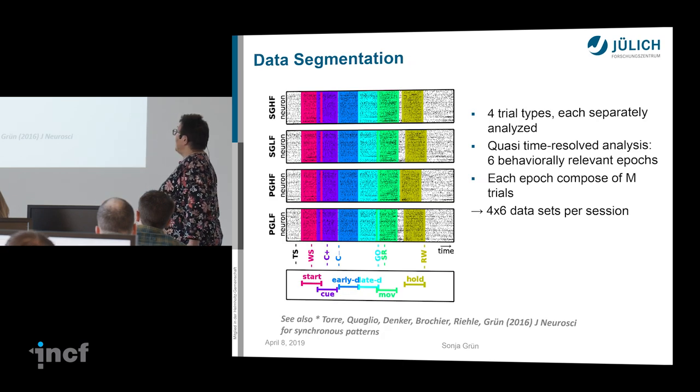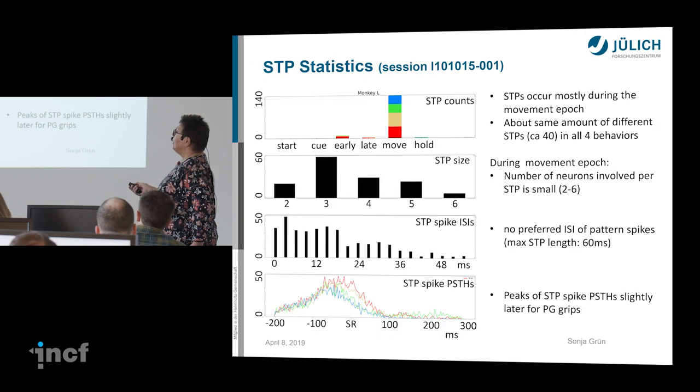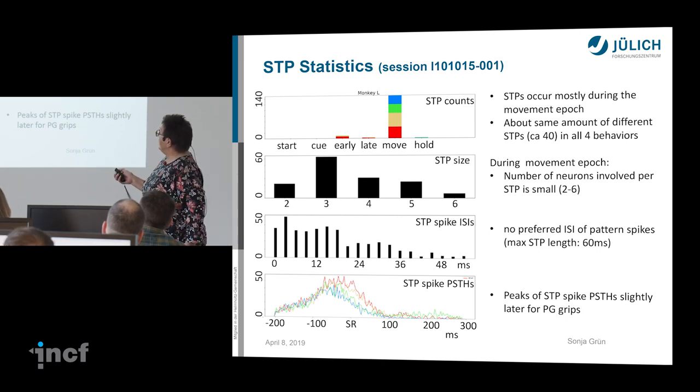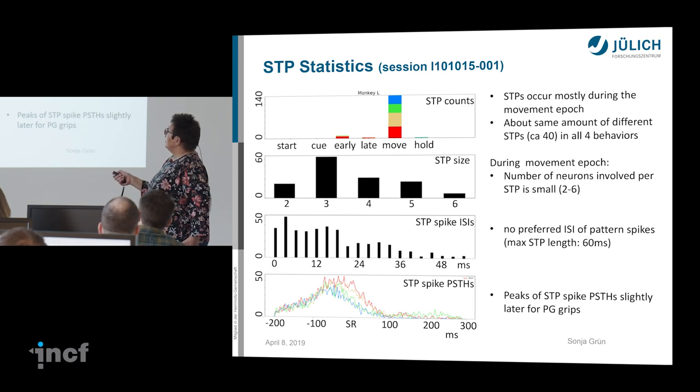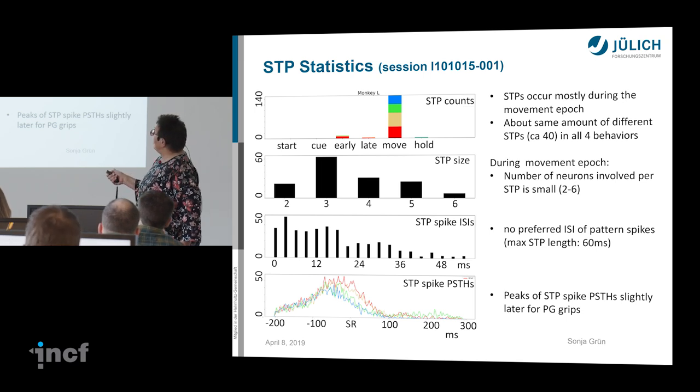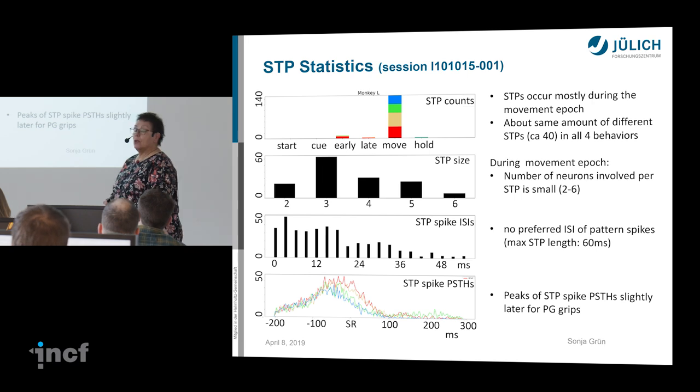We also applied this in the same way to the data. And indeed, we found spatiotemporal patterns. You see here the result for one session of 15 minutes, and we find the same phenomenon that we find most patterns during the movement period. Here is their complexity, or the number of neurons involved. They are now going up to 6 or so.